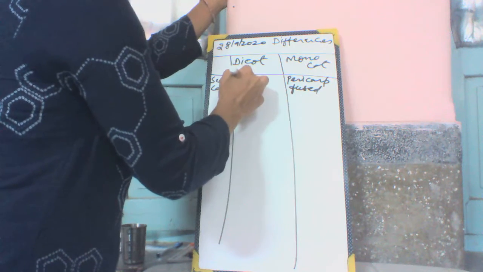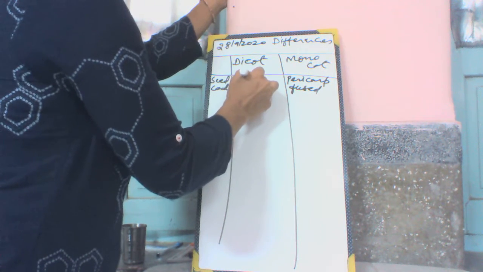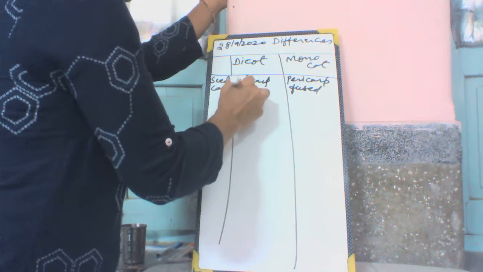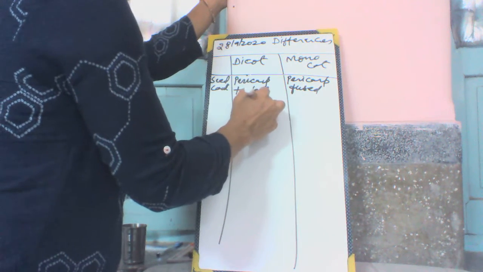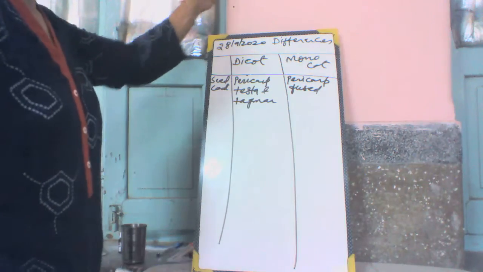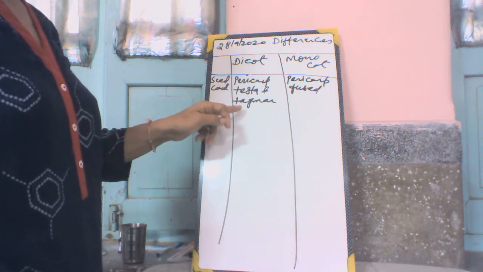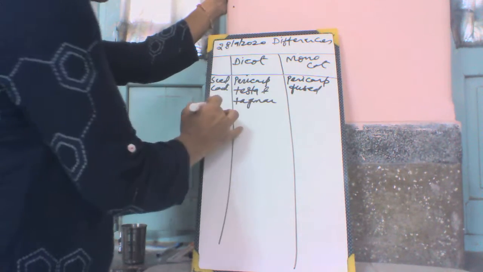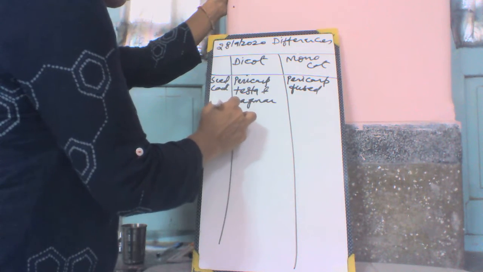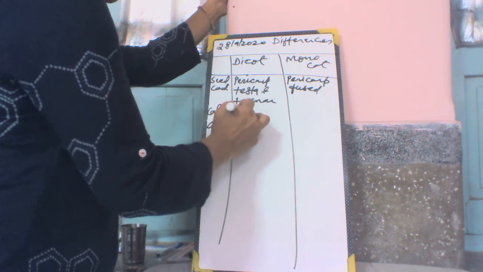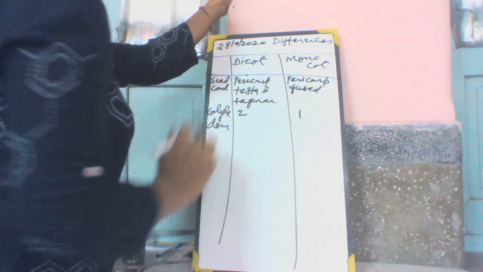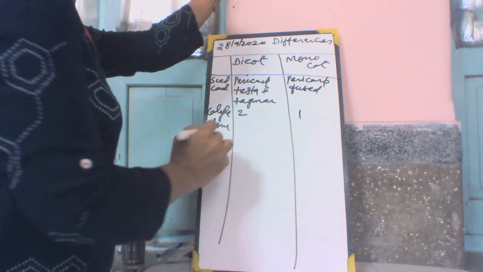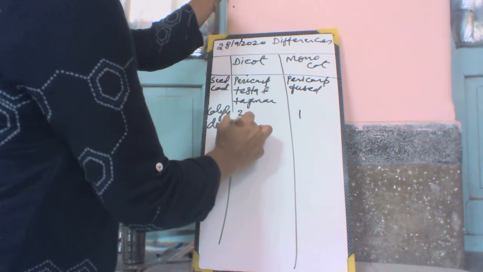Here the seed coat is found in two parts, testa and tegmen. Then cotyledons. Two cotyledons are present in dicots and one cotyledon in monocots. In dicots they are fleshy and have stored food.